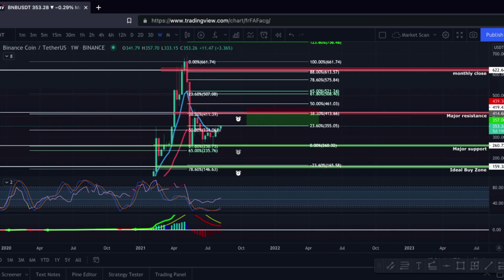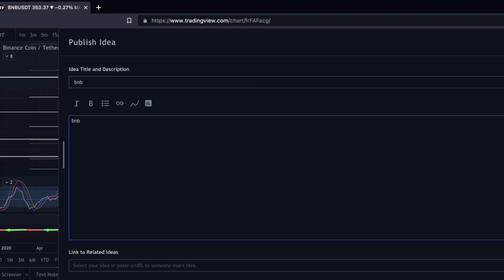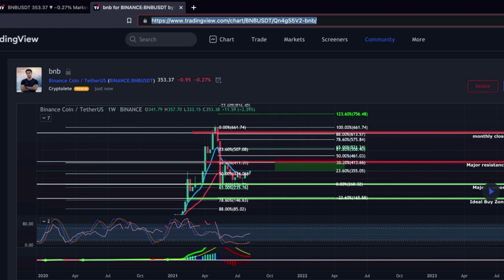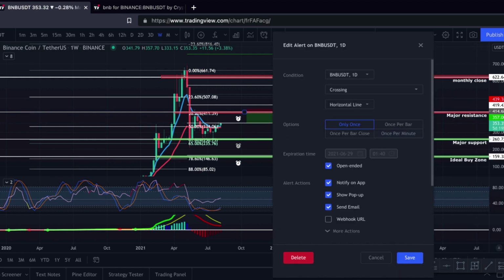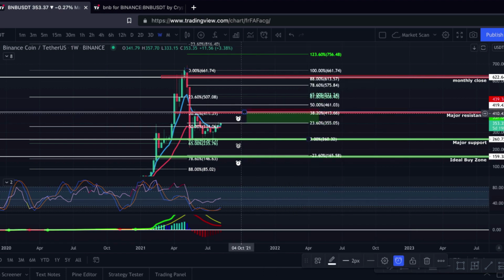So I'm gonna put this on right here, and then once it does this, I wouldn't long it here, but I would take this opportunity. So this is what I do. I publish the idea, I type in BNB, and then I just do trend analysis. Once I publish it, I copy this, and once I copy it, I go back into here. So now as it approaches here, I'm going to say entering short position right here, and I'm going to save that. Now, as soon as it hits it, the alert will go off, and that's what will happen.